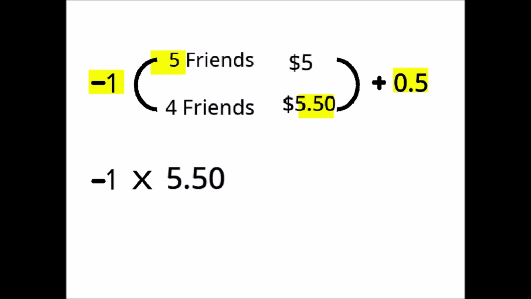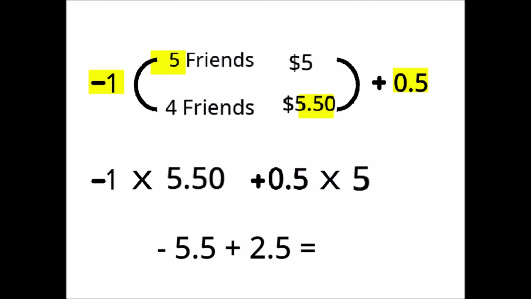And multiply right side difference with old number of friends. -1 multiply by 5.5 plus 0.5 multiply by 5. This would give us -3. The answer is $3. The friend that left the group had $3 originally.